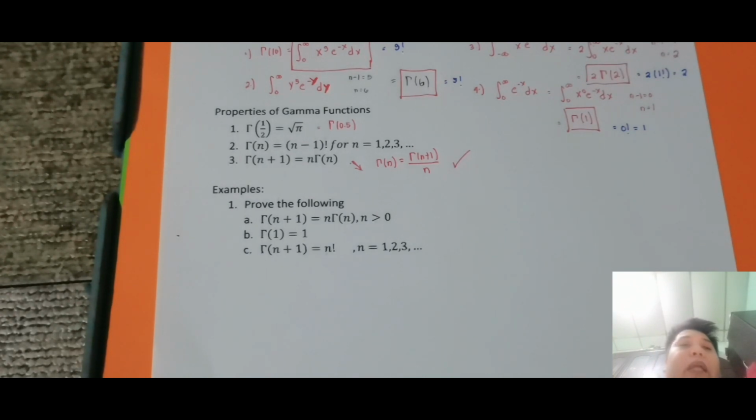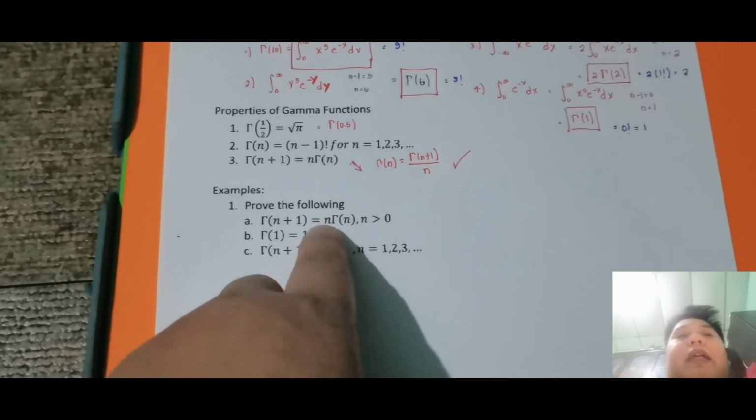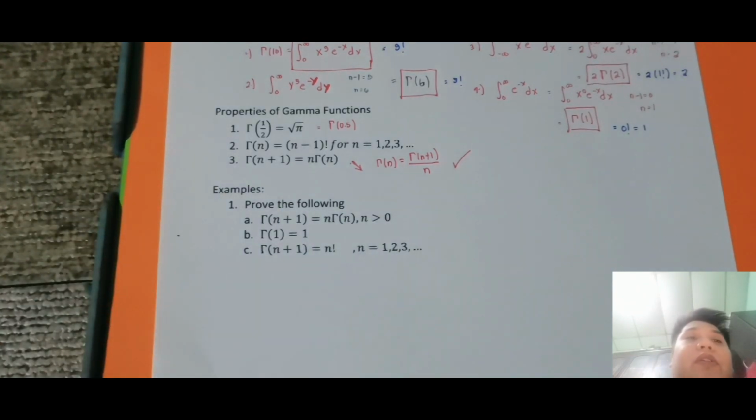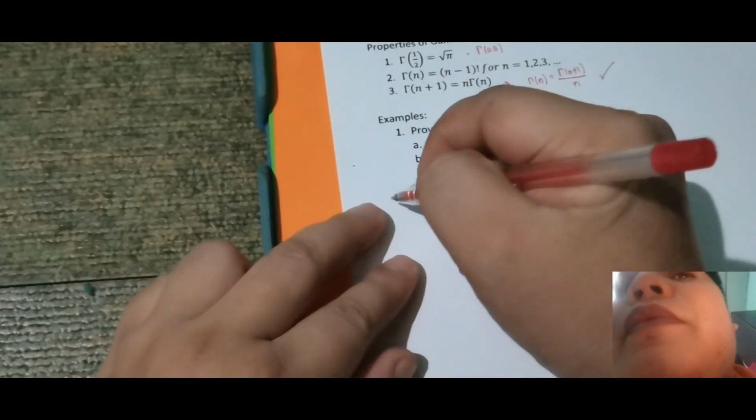So, prove the following. Letter A, the gamma of n plus 1 is just equal sa n gamma of n for n is greater than 0. So, meaning hindi siya negative. Doon lang tayo sa for n greater than 0. Okay, so, paano natin gagawin siya? So, for letter A.